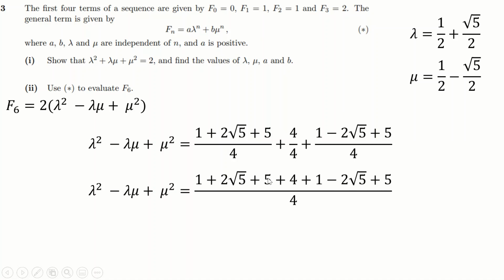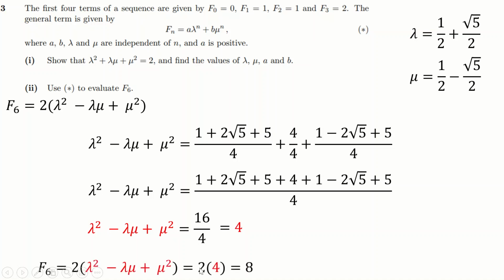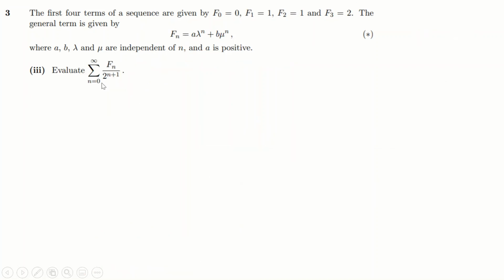1 plus 5 is 6, plus 4 is 10, plus 1 is 11, plus 5 is 16, and I eventually get that this thing here is 4. And now f of 6 is just 2 times that thing here. So f of 6 is 2 times that, which is 8. So I finally found f of 6 using this thing here. Excellent. Last part of the question then.